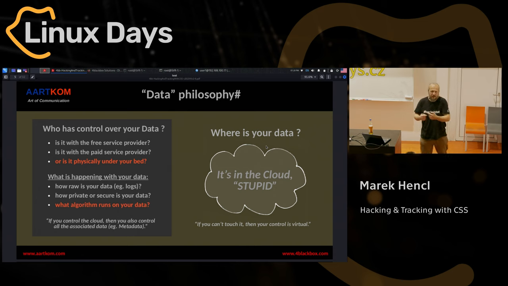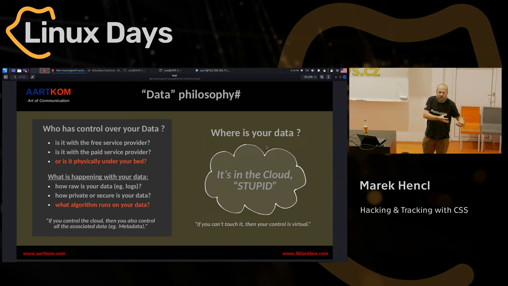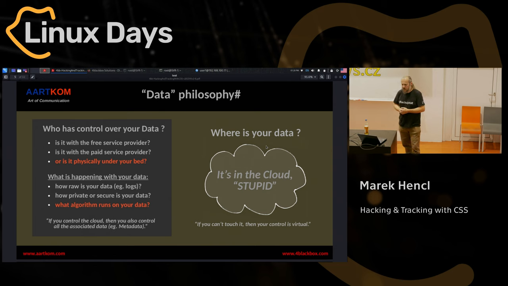Yeah. So if the data is with a free third-party service provider, well, that means they're probably using the data somehow to pay for their costs. If you have the data with a paid service provider, you typically would expect that you're not the product and the data is not being used to analyze and to find out more and more about you.